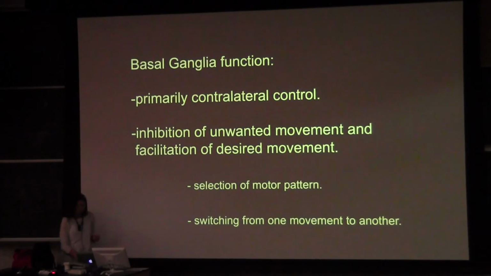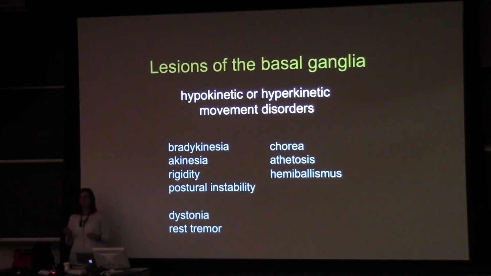So let me describe to you some of the problems you get when you lesion different parts of the basal ganglia. Then we're going to walk through circuits, and I'm going to show you examples of these patients. You can think about basal ganglia dysfunction as leading to two kinds of problems: hypokinetic, which you can think of as too little movement or too slow movement, or hyperkinetic, too much movement.